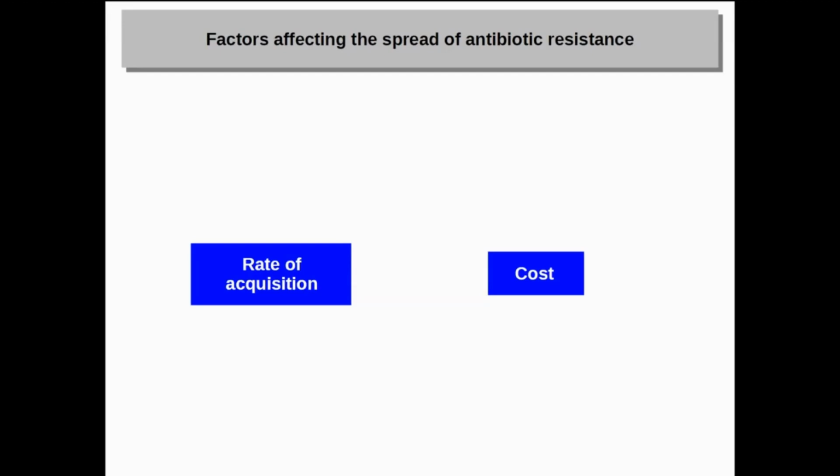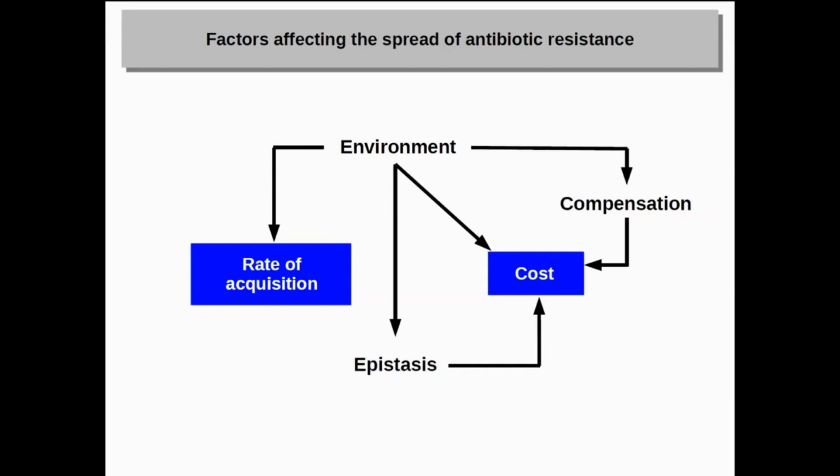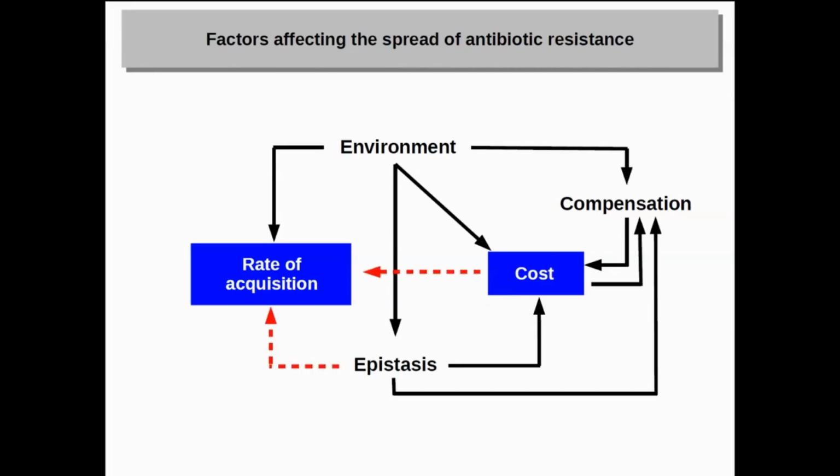Then there's a number of accessory factors, and the environment has a role in both of these factors. There's epistasis, that is basically interaction between the resistances and the genetic background where they occur. There's also compensation, that is basically the acquisition of additional mutations that alleviate the fitness cost caused by resistance. And then there's multiple types of interaction between these factors.